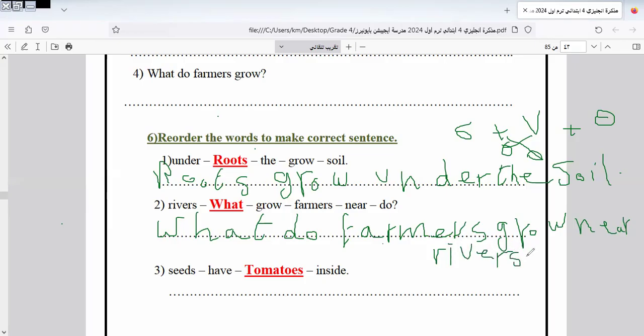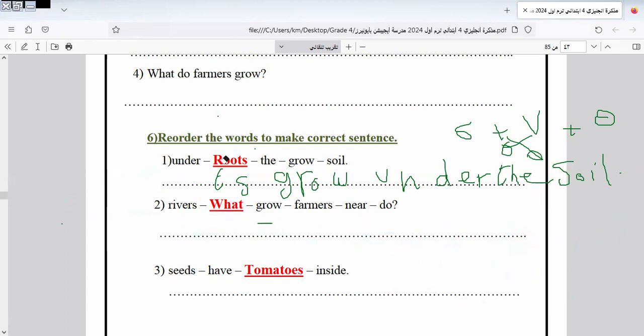Don't forget, if the sentence is a question, put the question mark at the end of the sentence, so as not to lose half marks. All of us know every mark counts in the exam.